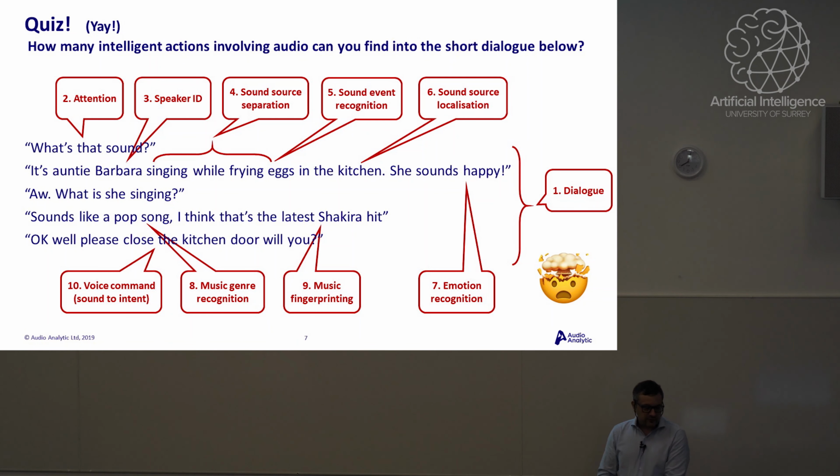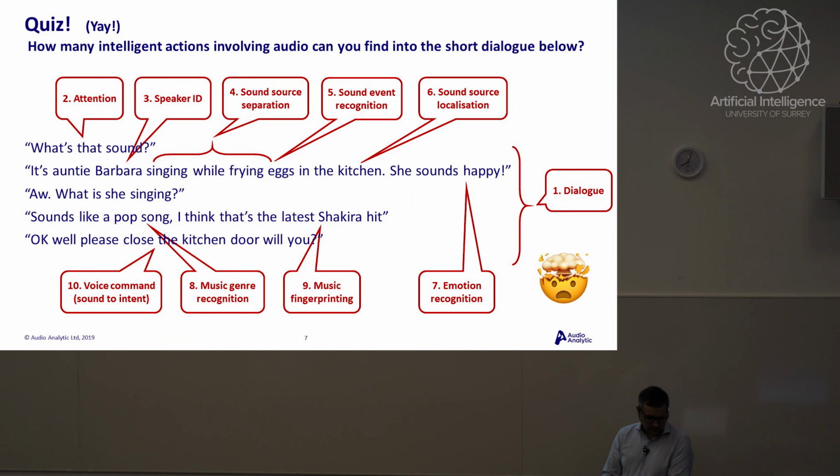Sound source separation. Auntie Barbara is singing while frying an egg, so there are two sounds overlapping, and we're able to tell that both sounds are happening and that they represent different things. Frying eggs per se is a sound event recognition. It's not speech, so not music, it's a sound, but frying eggs in that instance. Sound source localization, that sound comes from the kitchen.